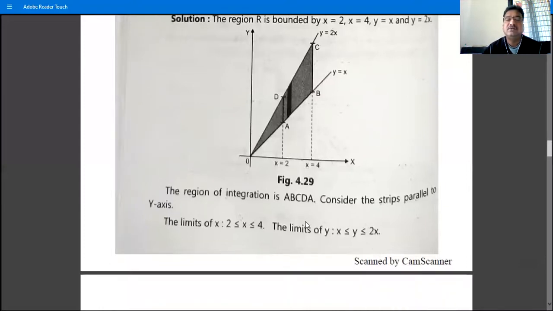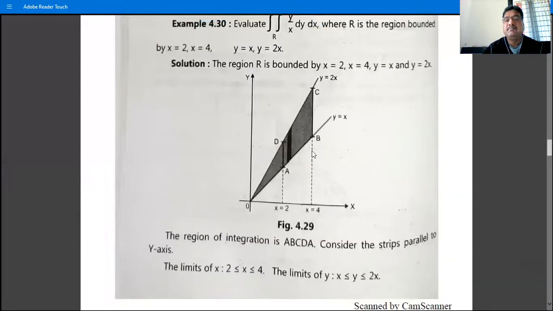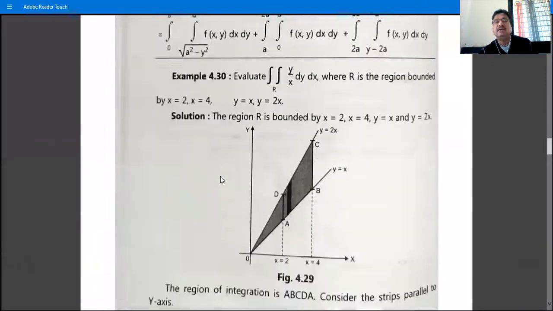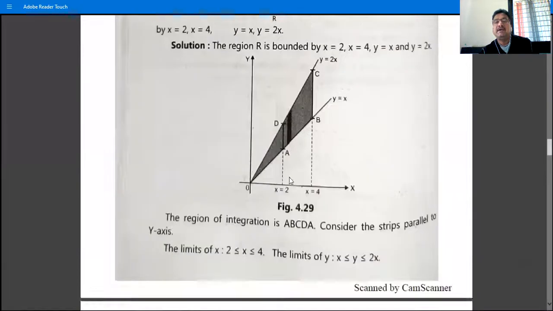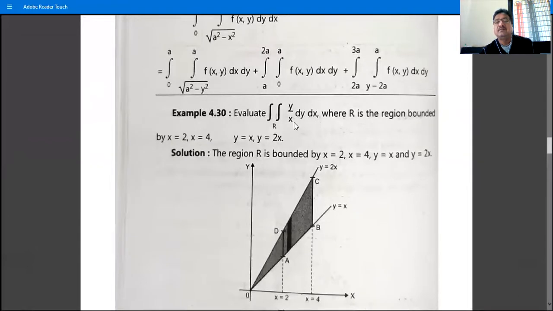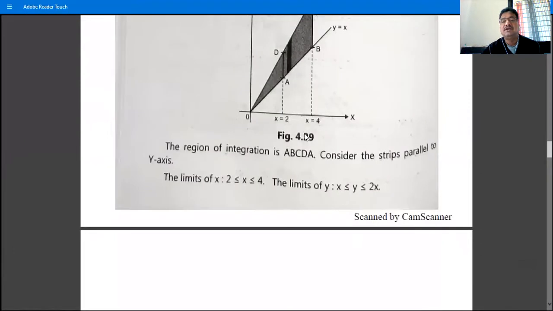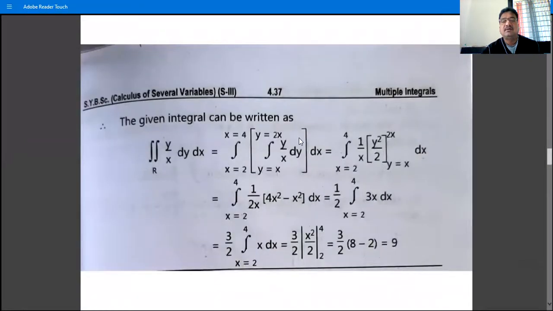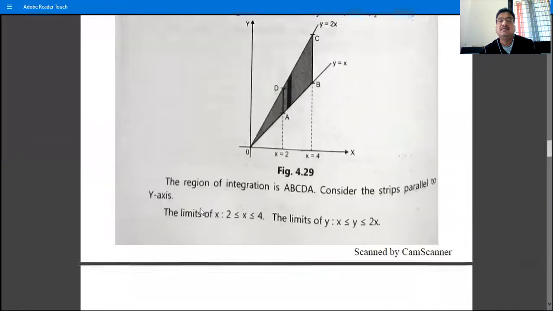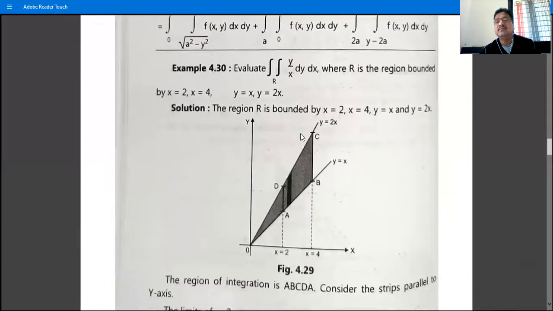So write all the coordinates of the points A, B, C, and D, the points of intersection of the given curves. And therefore the given double integration over R of y by x dy dx is equal to, we have to change the order of integration. Suppose we have to change the order, then take a strip parallel to x-axis. We have to solve this integration.